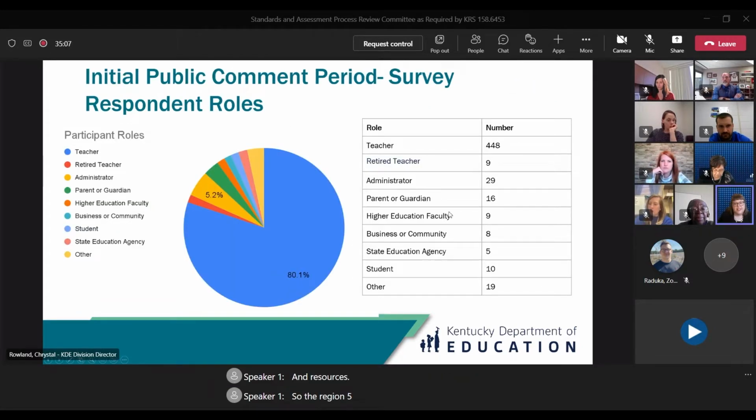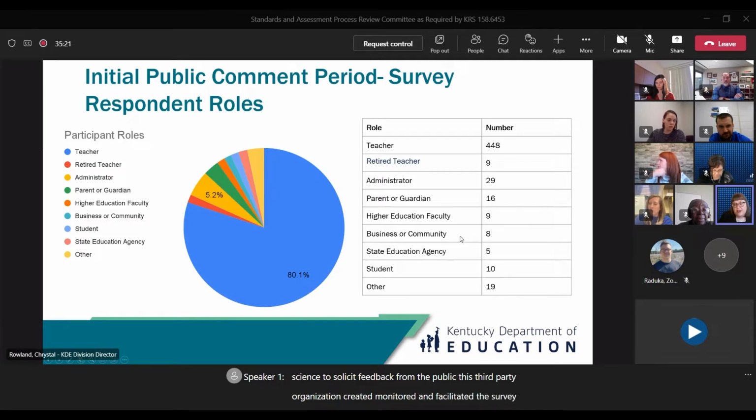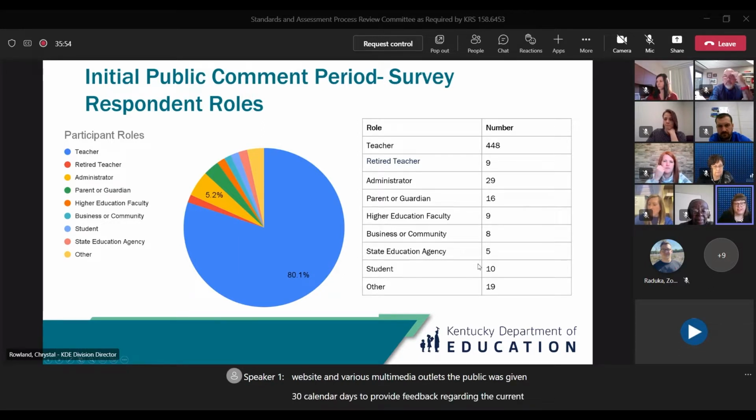So the Region 5 Comprehensive Center created a public survey detailing the current Kentucky academic standards for science to solicit feedback from the public. This third-party organization created, monitored, and facilitated the survey, providing the Kentucky Department of Education with a web link for the general public to access the survey. The KDE advertised the survey link to all stakeholders, including Kentucky educational organizations and partners, regional education cooperatives and advisory committees, via the Education Commissioner's weekly emails, formal public press release, Kentucky teacher website, the KDE website, and various multimedia outlets. The public was given 30 calendar days to provide feedback regarding the current Kentucky academic standards for science.